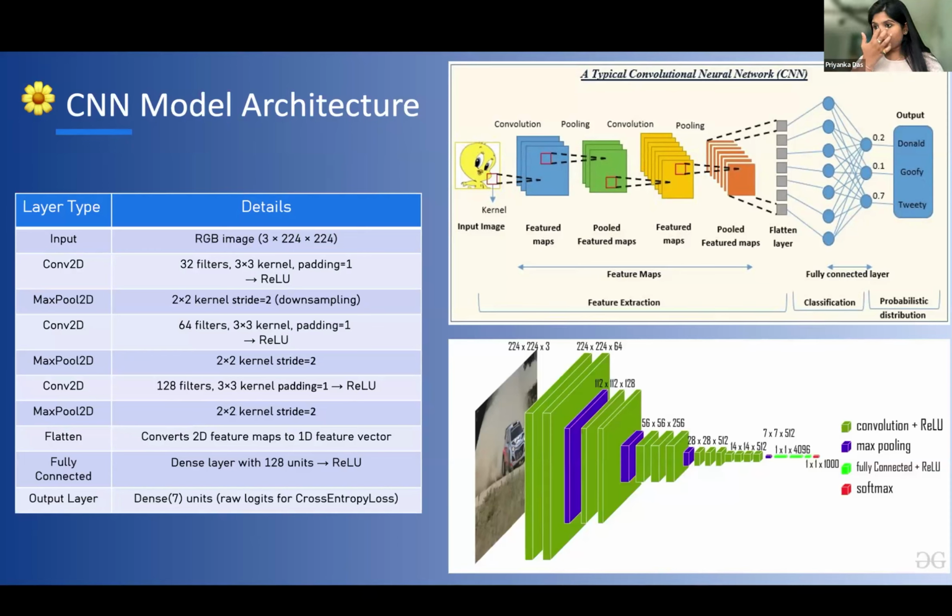The visual on the right side shows two perspectives. The top diagram simplifies the flow, that is convolution to pooling and then flattening and then finally classification. The bottom diagram gives a more technical view, showing how the image shrinks in size while the feature depth grows, similar to how my model extracts hierarchical patterns from lesion images.